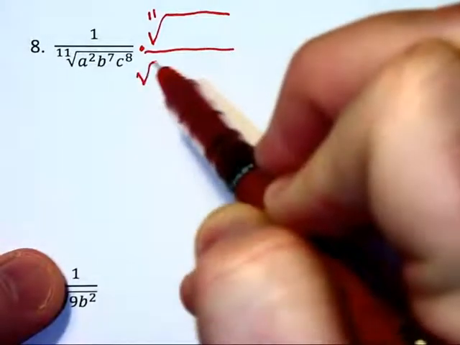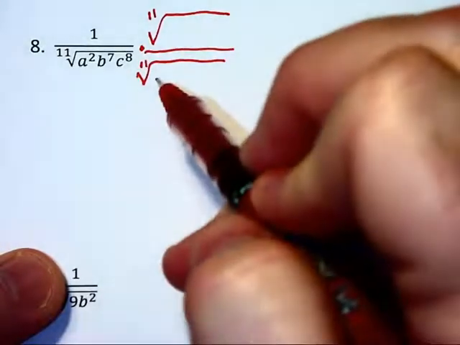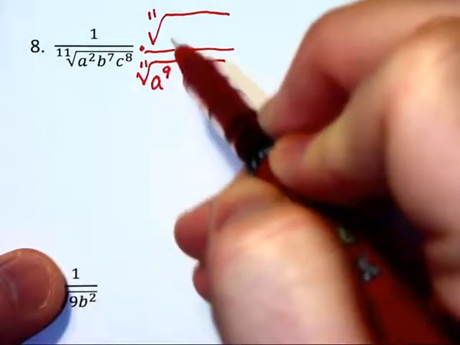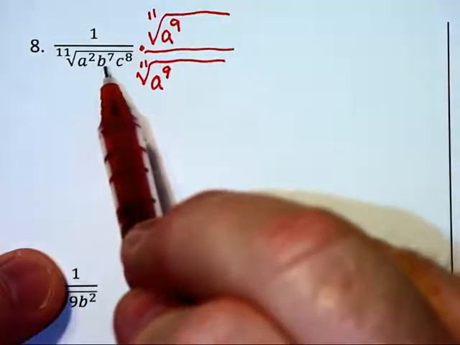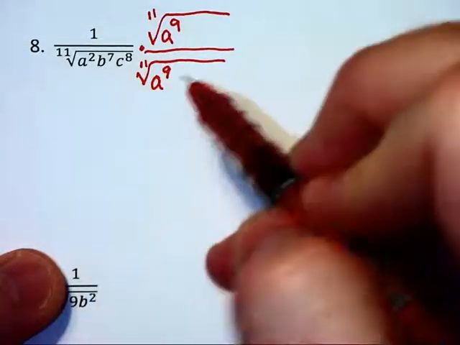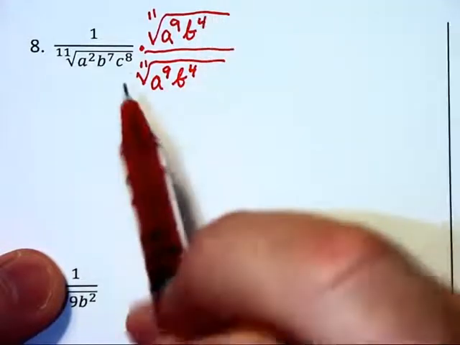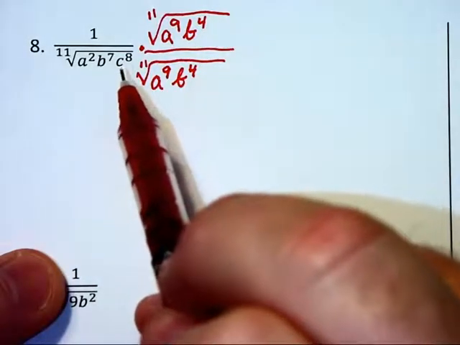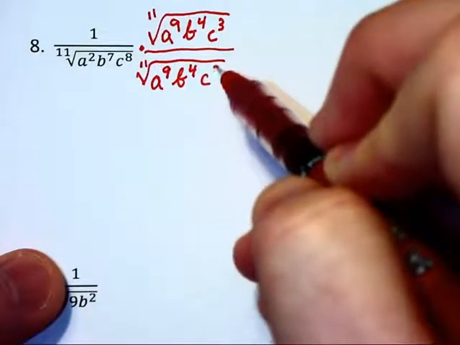Both of these will be 11th roots, and I've got an a squared. I need to multiply by an a to the 9th. That will give me an a to the 11th. I've got b to the 7th. I need to get that 7 up to an 11, so I'm going to multiply by b to the 4th under there, and I need 3 more c's to complete an 11 of a kind, so c to the 3rd over c to the 3rd.